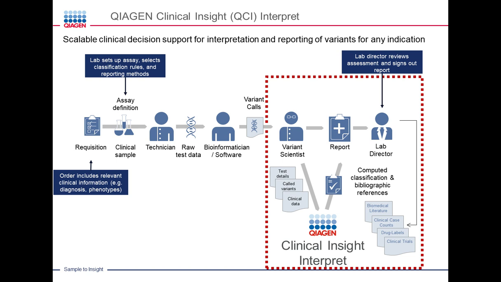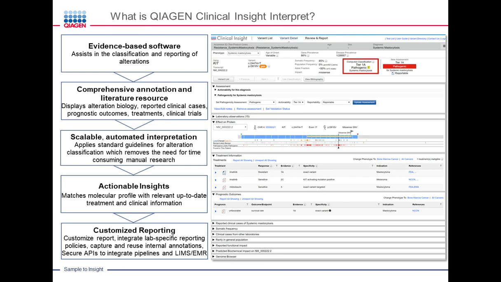So QIAGEN Interpret enables labs to deliver evidence-based insights for any indication across rare hereditary diseases, hereditary cancers, oncology, and hemato-oncology. Today we're going to focus on how QIAGEN Interpret provides biologically relevant insights into variants detected from comprehensive cancer panels. So what is QIAGEN Clinical Insight Interpret?